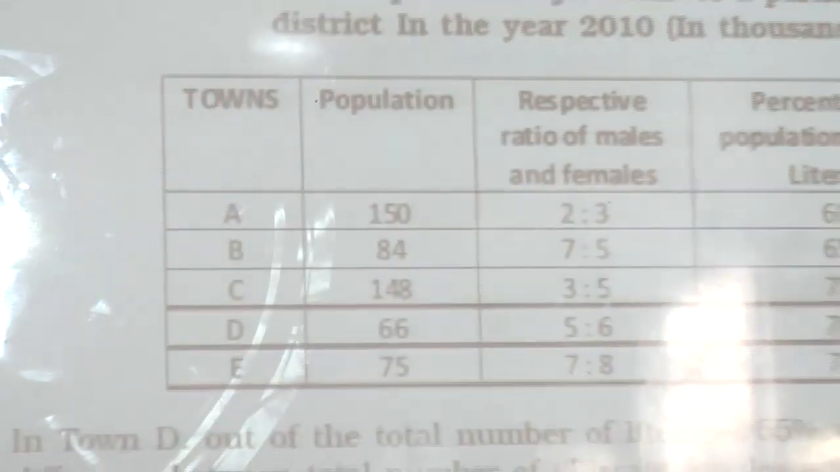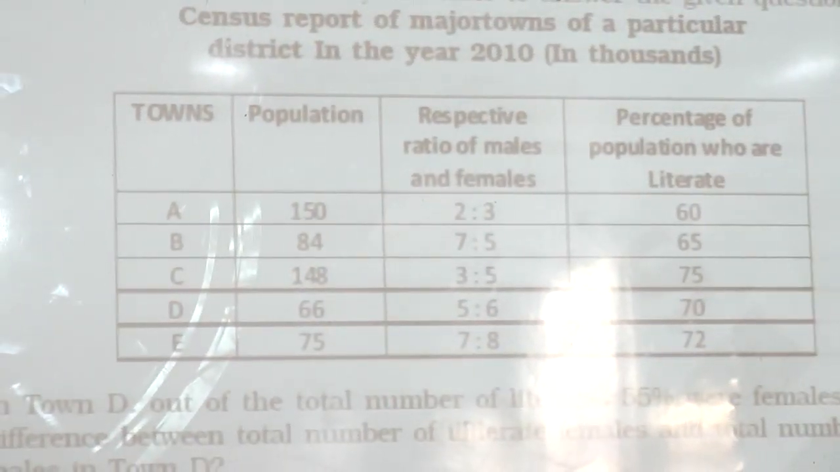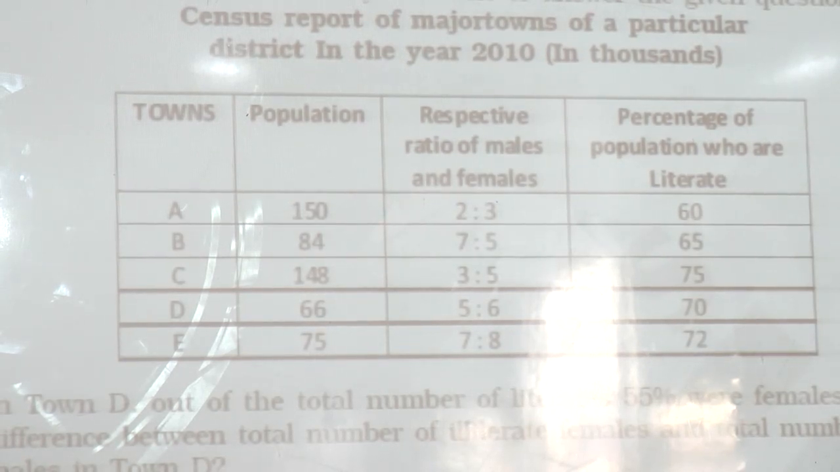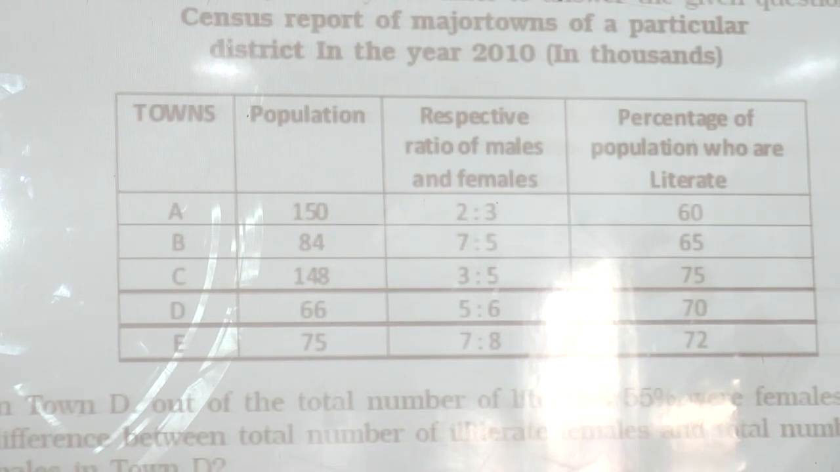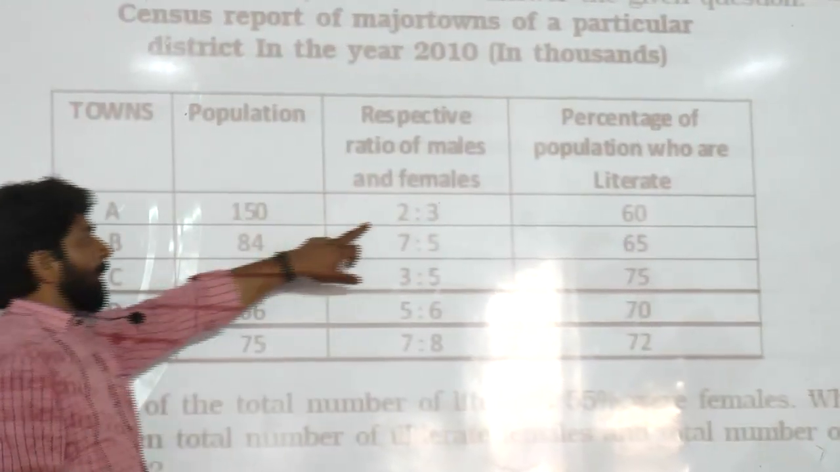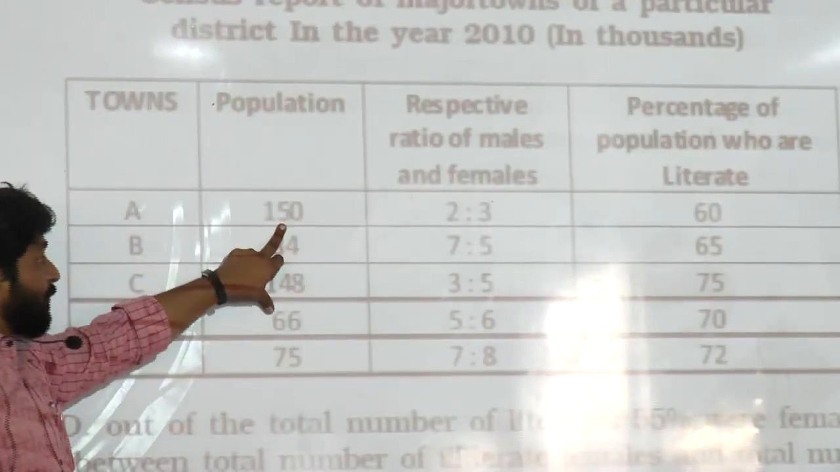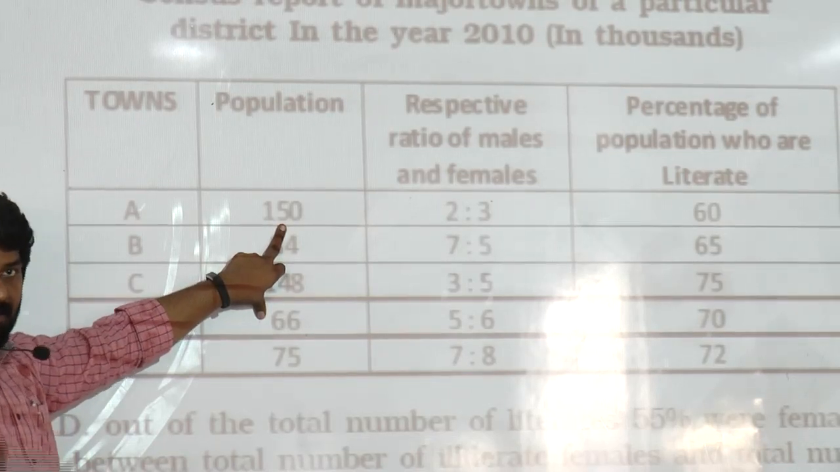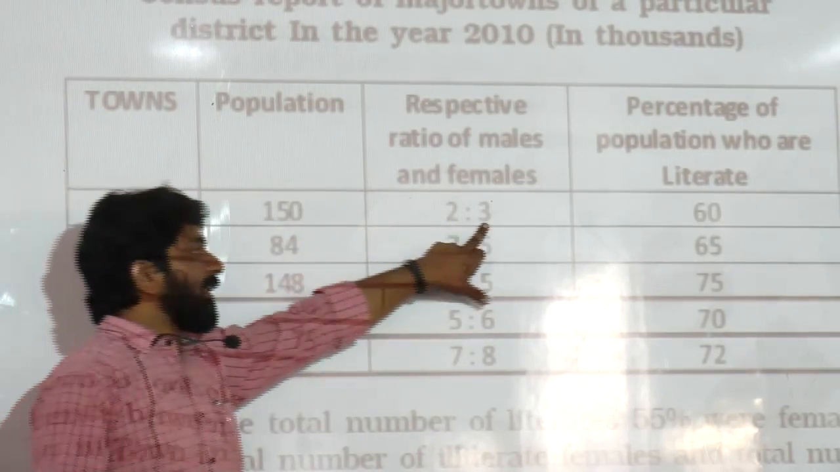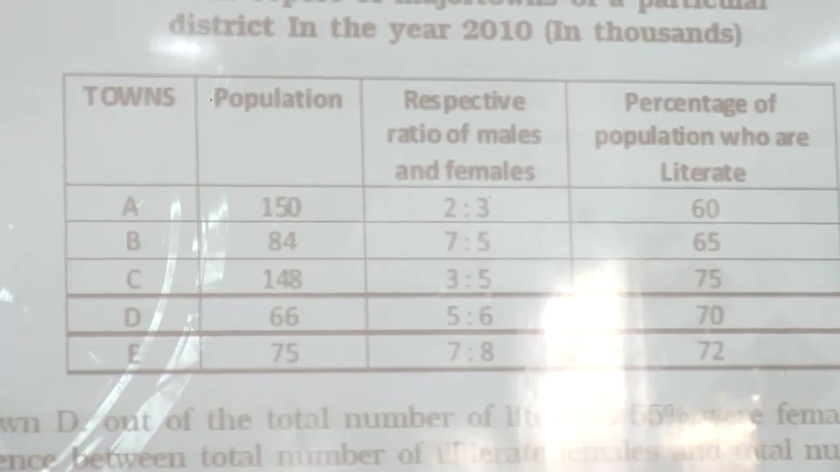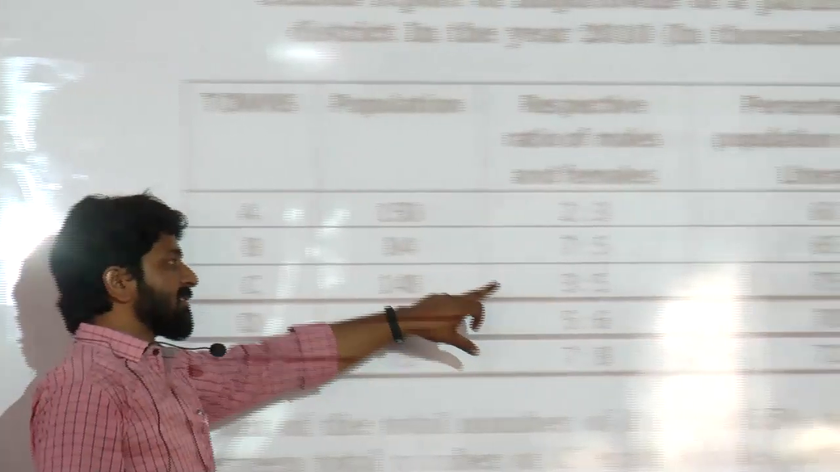Next, what is the average of the total number of females belonging to town A, town B, town C? Right. From town A, we have a total of 5 parts, which is 150. Each part is 30. Females are 3 parts, 3 30s, 90. And then from B we have a total of 12 parts.